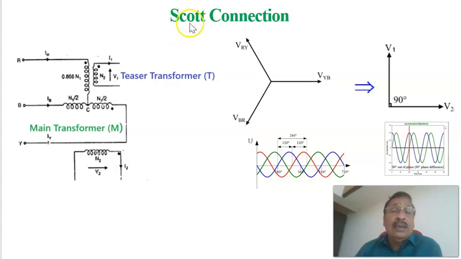Now let us see the Scott connection. How can we connect two transformers to form the Scott connection? As I already told, there are two transformers. One we call the main transformer, and the second transformer is called the teaser transformer.